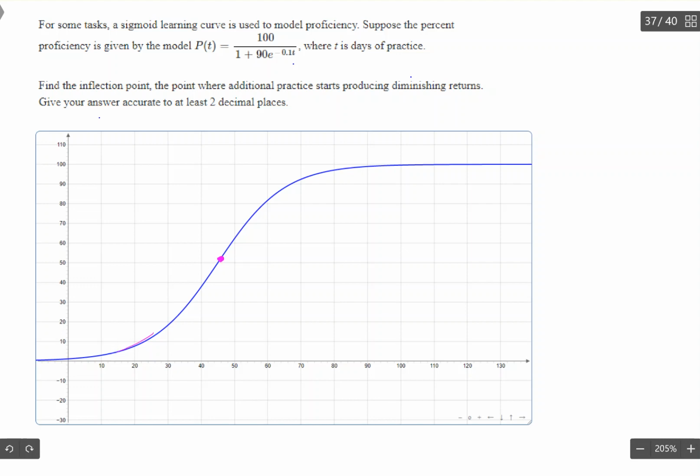Because on this interval, it looks like I'm concave up. And then on this interval here, I'm concave down. So that looks like an inflection point. It's somewhere between 40 and 50, maybe approximately 45. It's hard to really tell. But this gives us an idea of the point we're looking for. So once we get the solution, we can be a little bit more confident that we've done the process correctly. Okay, let's get started.